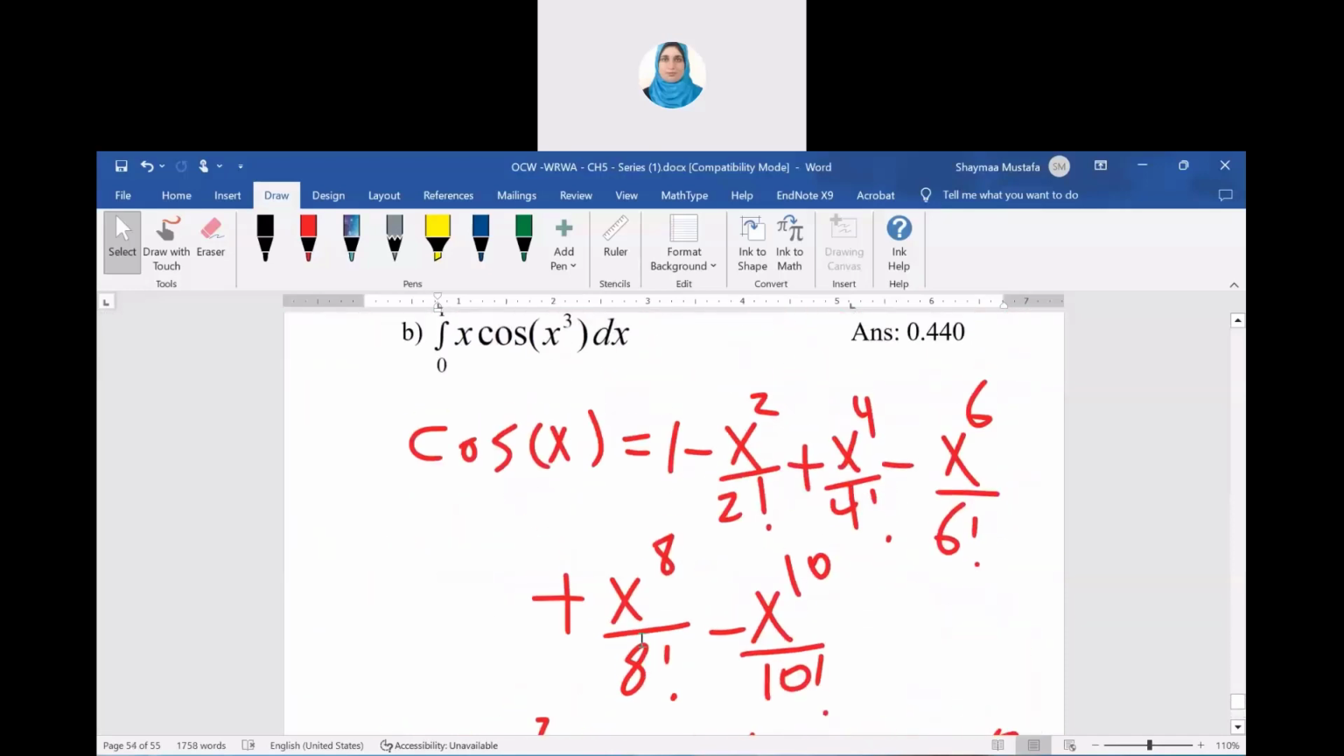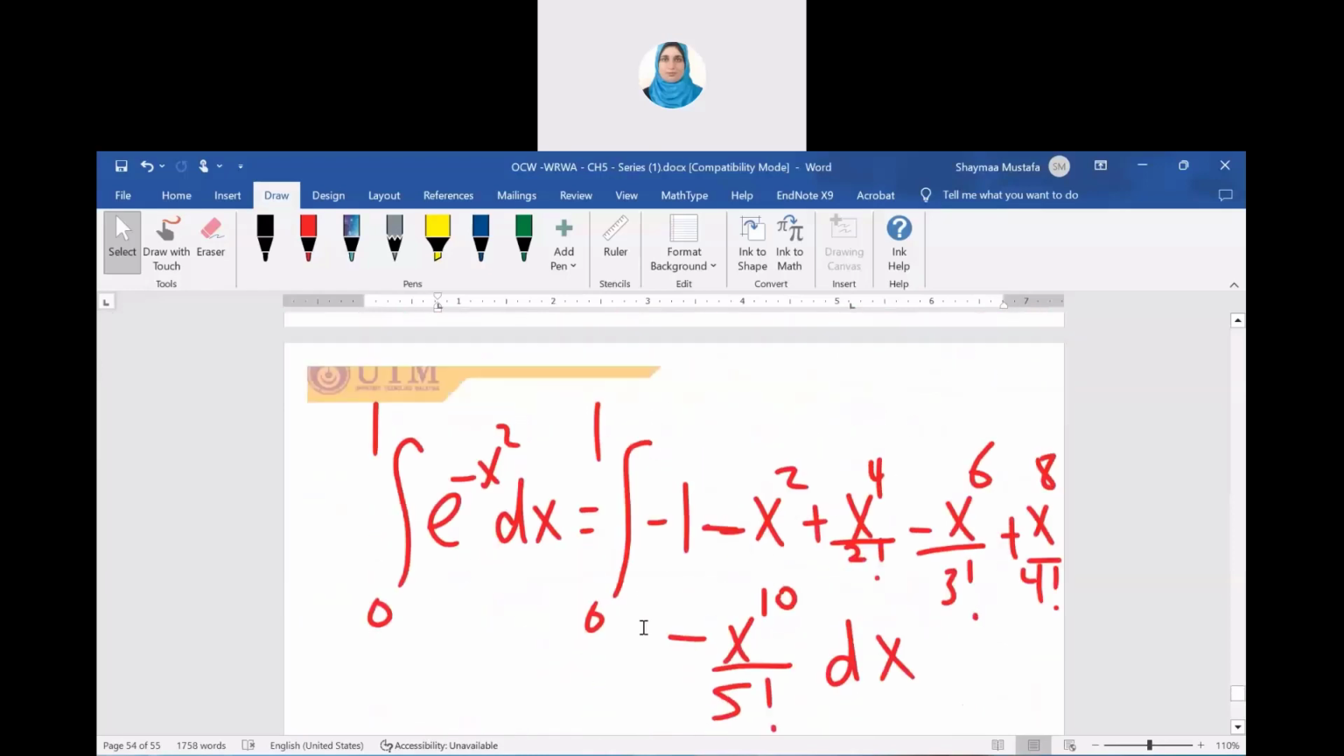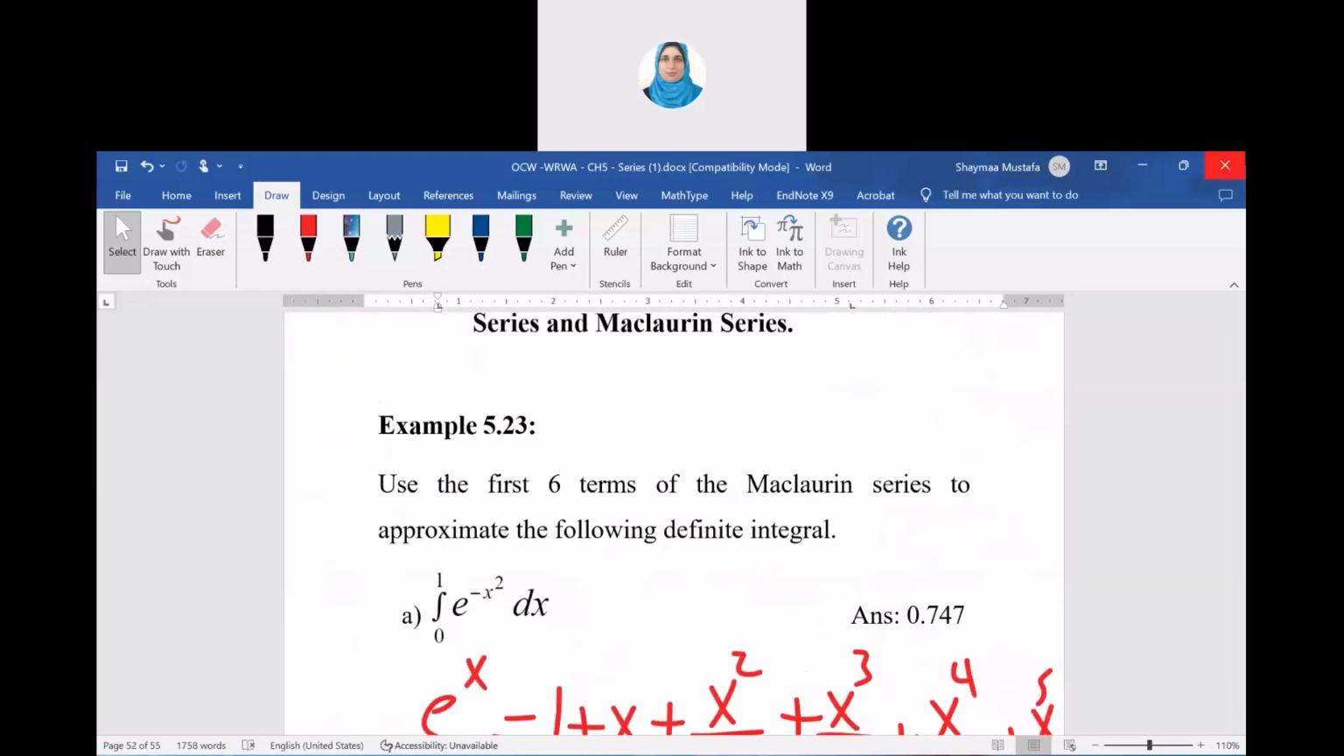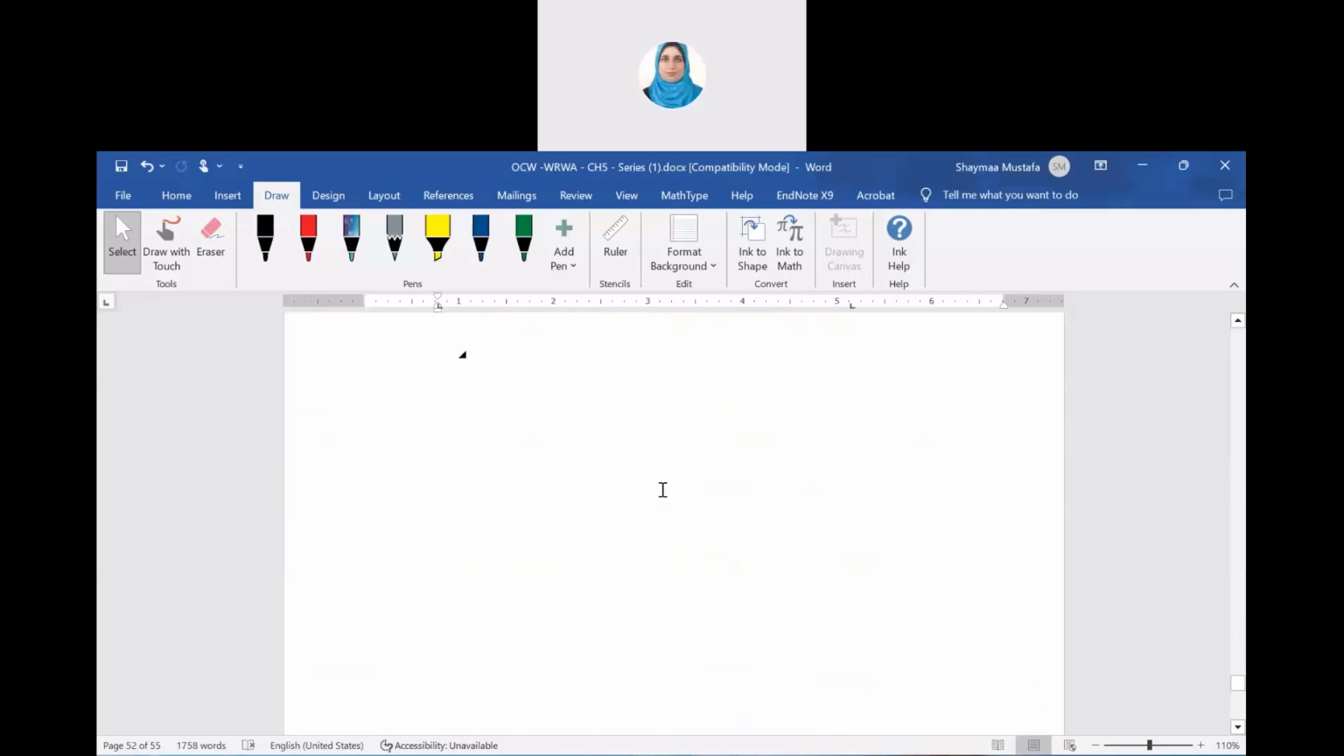Here I use 6 terms because the instruction of the question asked for 6 terms. If there is no instruction, up to 4 terms is okay, because the difference is only how accurate your result is. That's all. But in all cases, it's an approximate solution. It's not the exact value of the integration.